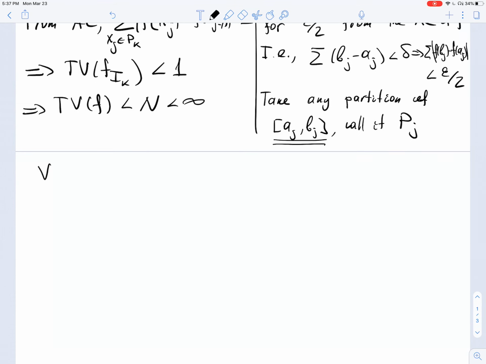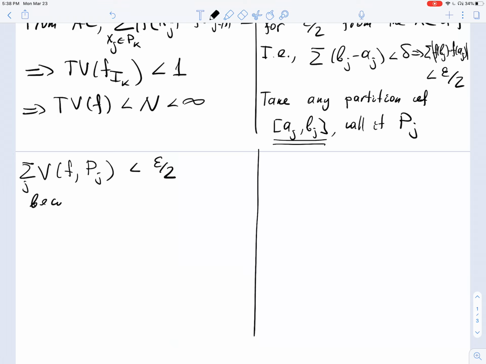Okay, so what is the variation of f over Pj, and then I sum over all j's? Well, Pj is a partition of [aj, bj], so the sum of the lengths of the intervals in Pj, as before, is exactly equal to the length of [aj, bj]. And so the sum of all the lengths, because they're not overlapping, is less than delta. And so this is less than epsilon over 2.